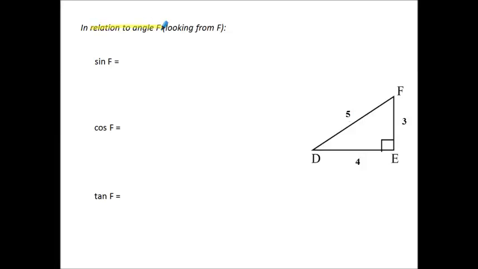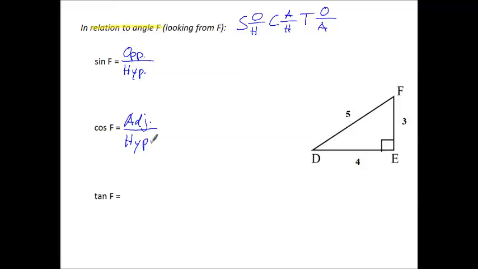Now let's do the same thing, find the ratios, but this time in relation to angle F. And the first thing we're going to do again is write down our SOH CAH TOA. And this time, because I like it that way, I'm going to write it down showing that we have 3 ratios of fractions that we're really dealing with here. And again, the sine of angle F is the opposite side over the hypotenuse. The cosine is the adjacent side over the hypotenuse. And the tangent is the opposite side over the adjacent side.